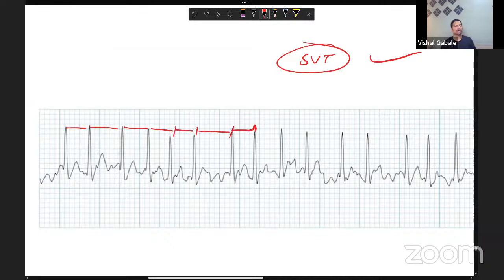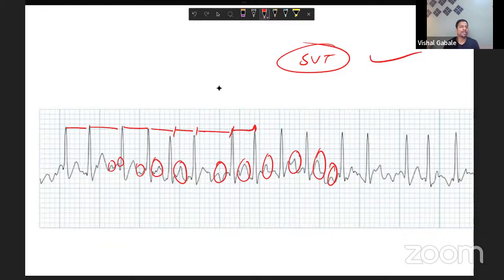Anything else you find here which worries you? You're thinking it's a multifocal tachycardia. Let me see. I'm not able to appreciate any P wave over here. These are not discernible P waves. I'm not clear cut able to establish it as a P wave. Very good. This is atrial fibrillation.